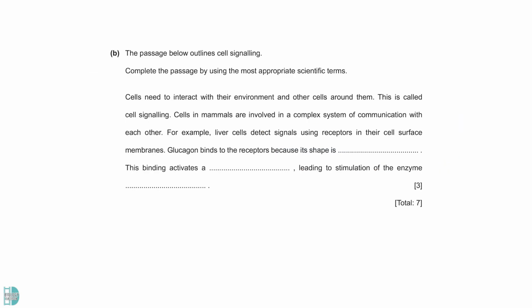In B, we need to complete a passage using the most appropriate scientific terms. Glucagon binds to the receptors because its shape is complementary. This is true for all kinds of ligands and their receptors. Same, matching, or similar are not acceptable to describe this relationship. This binding activates G protein, leading to the stimulation of the enzyme adenylyl cyclase. These steps are needed for the synthesis of the second messenger.